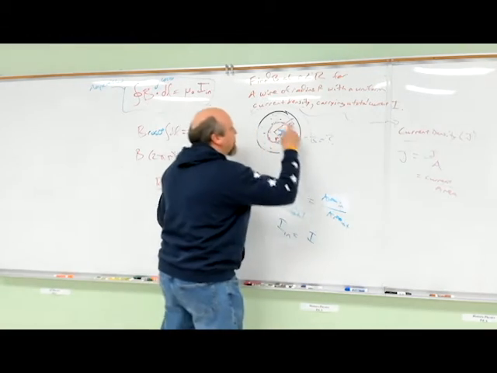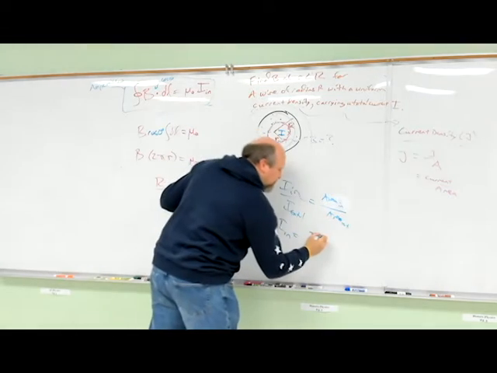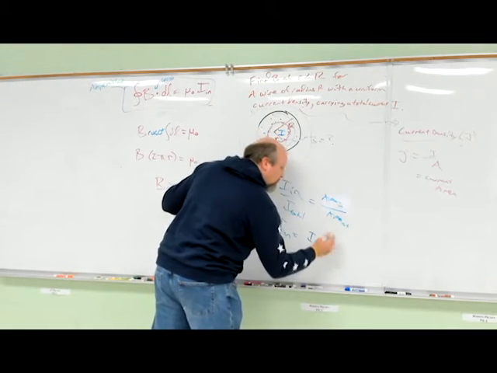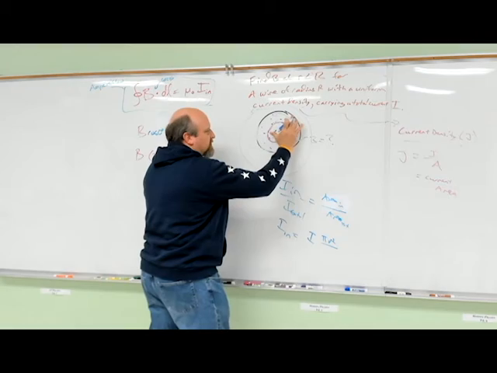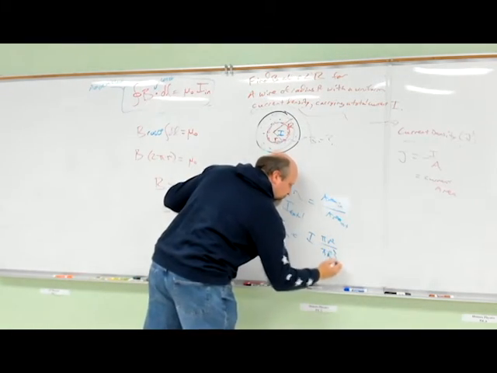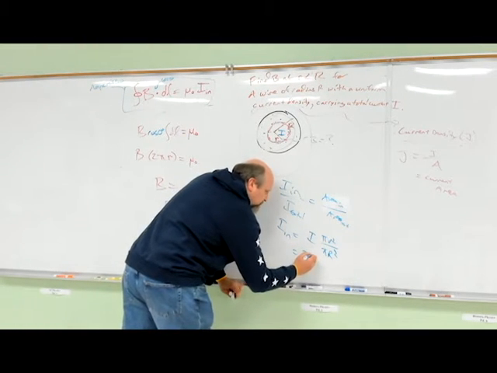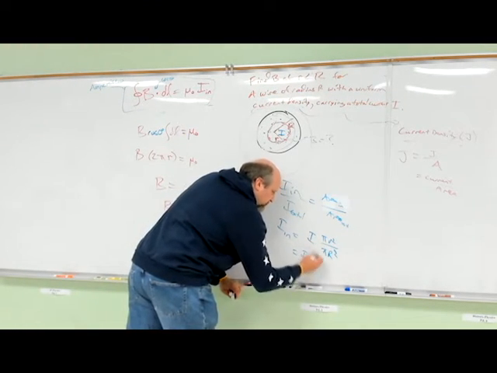What's the area inside here? Well, this area here is the area of a circle with radius little r. That's pi little r squared. What's the area of the whole thing? Well, it's an area of a circle with a radius big R, so that's just pi big R squared. So my I in is just going to be I times little r squared over big R squared.